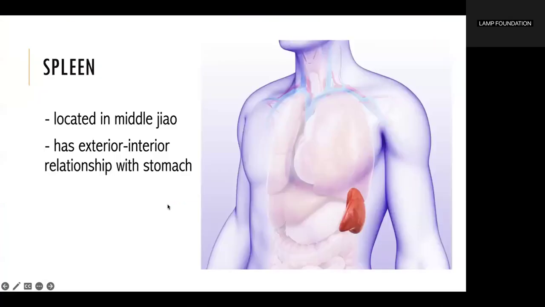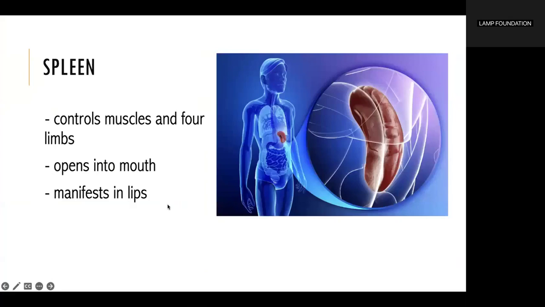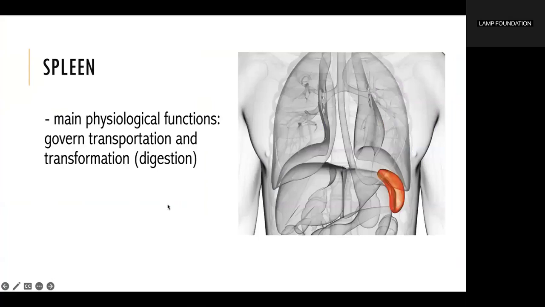The spleen is located in the middle jiao, and it has an exterior-interior relationship with the stomach. The spleen controls the muscles and the four limbs. It opens into the mouth and manifests in the lips. The main physiological functions of the spleen are to govern transportation and transformation, or digestion.